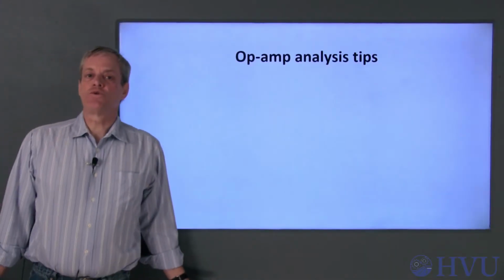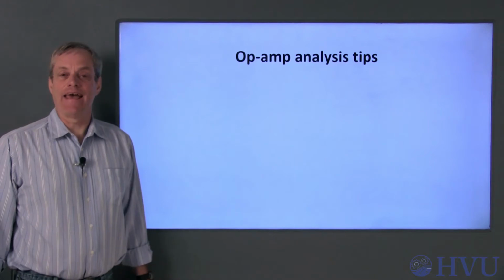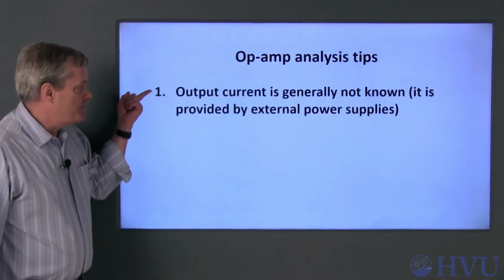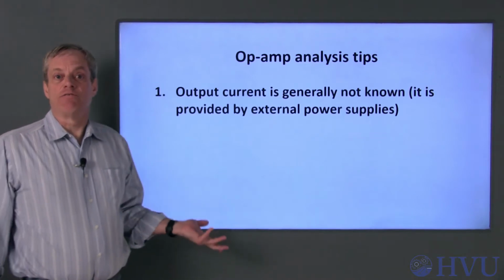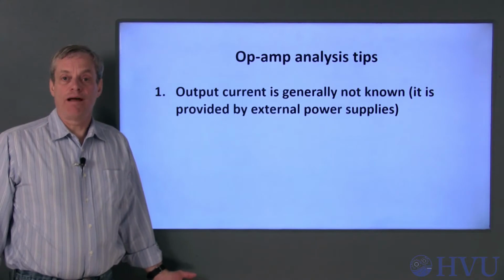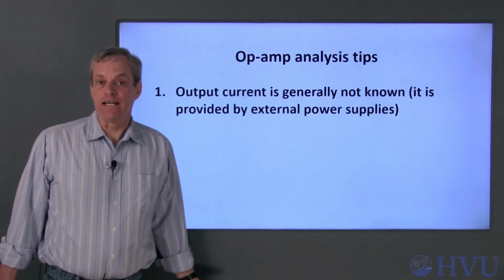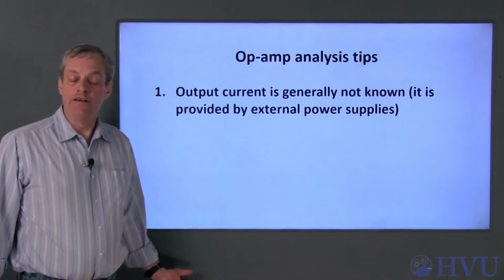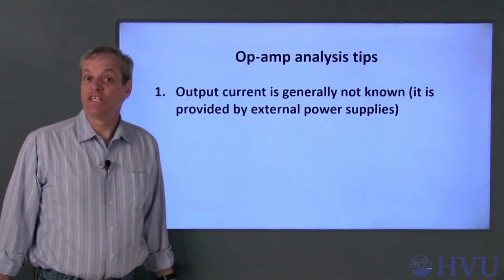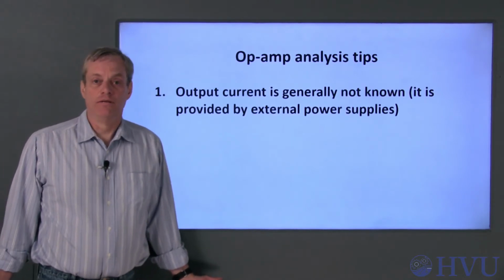The assumptions or rules from the last slide lead to a few guidelines relative to analyzing op-amp circuits. The output current of the operational amplifier is the current delivered by a dependent voltage source, and it's supplied by the external power supplies. It's an unknown and has to be treated as such. Since the output current is unknown, applying KCL at the op-amp output terminal is generally not useful unless you need to find the output current.